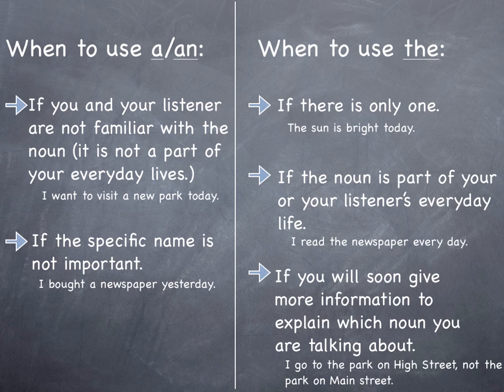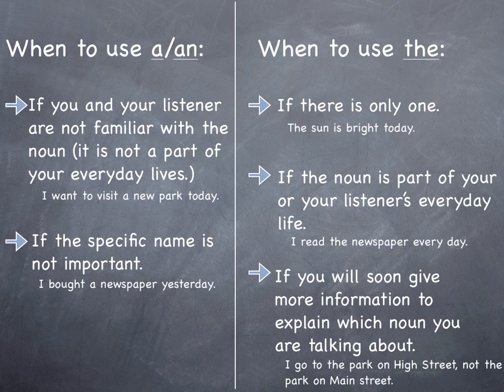The second time you use a and an is if the specific name is not important. An example is, I bought a newspaper yesterday. It doesn't matter what kind of newspaper I bought. I'm just telling you that it's something that I bought, okay? I'm focusing on the fact that I bought something. I'm not focusing on what I bought. So I bought a newspaper yesterday.